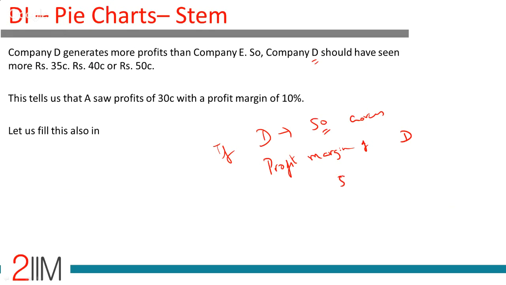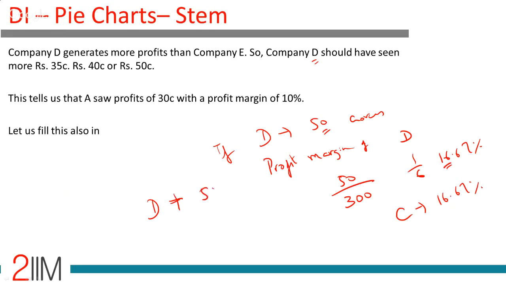Profit margin of D would be 50 by 300 into 100, or 1/6, which is 16.67%. Now remember, company C has a profit margin of 16.67%, and we know that is higher than everyone else. Since C has more than everyone else, D cannot have a profit margin of 16.67%. So D cannot have made profits of 50 crores.